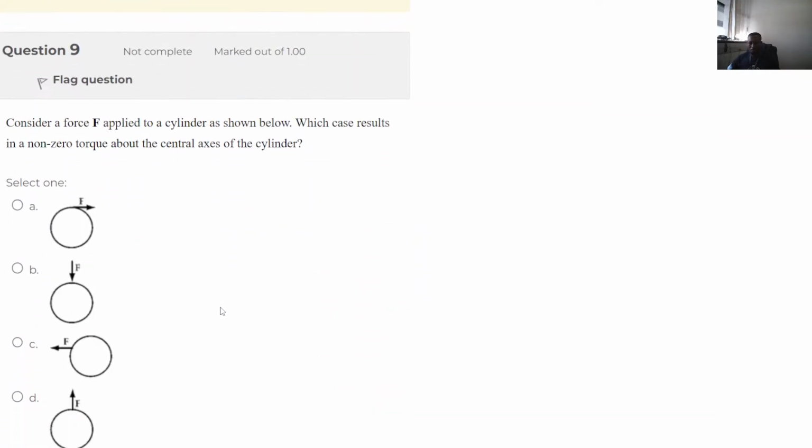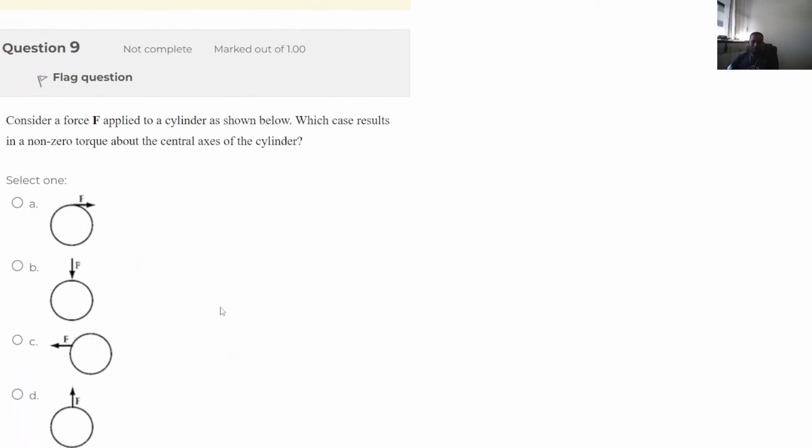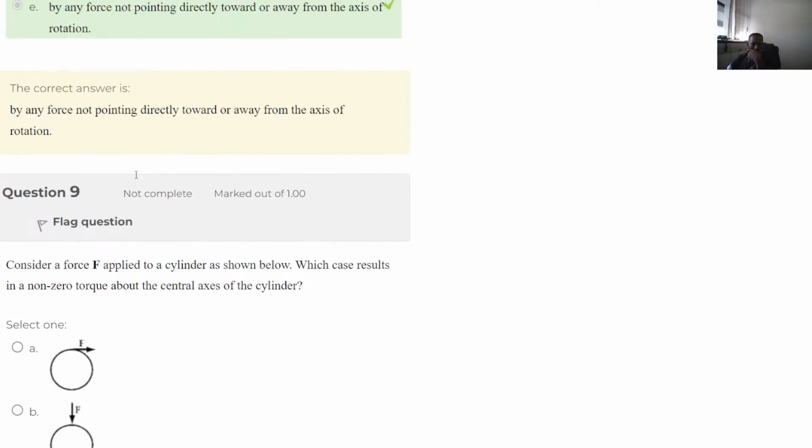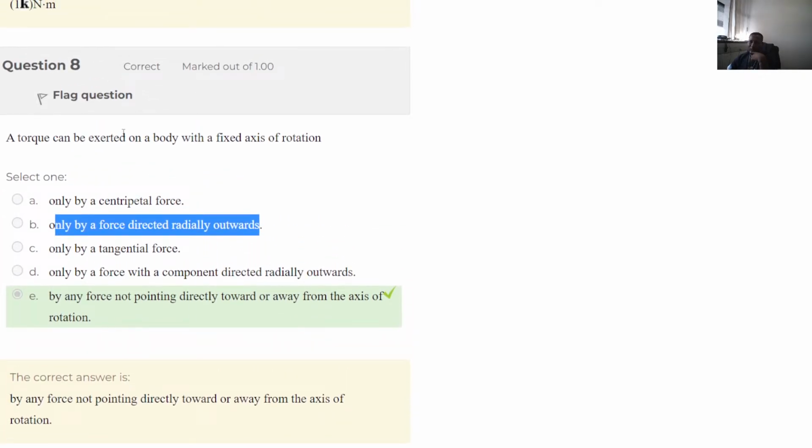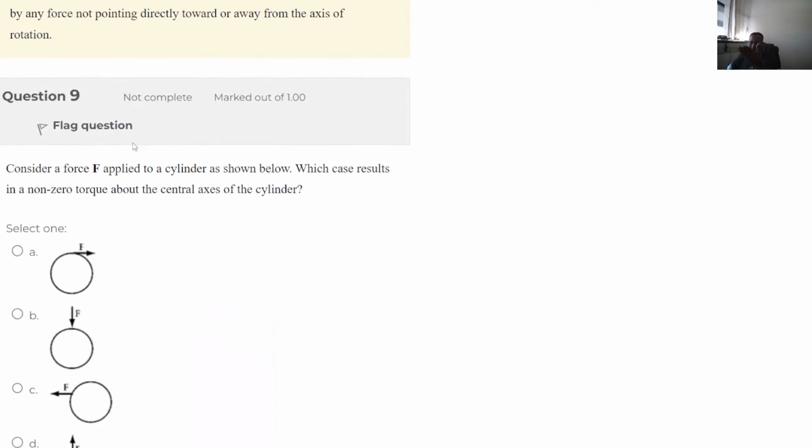Number 9. This number 9 would have helped me with question number 8 actually. I wish I would have done question number 9 before number 8. Consider a force F applied to a cylinder as shown below. It's kind of a cylinder. It says, which cases result in non-zero torque?